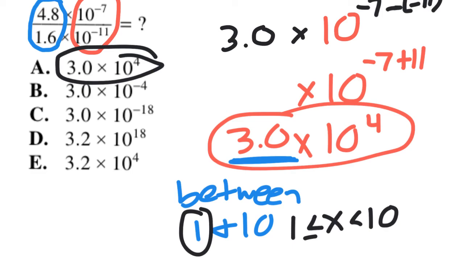That did not give me a problem this time because once I divided, I got 3. But say you divided and you got a number that was less than 1, then you would have to do a little manipulating of this number to get it to a different number in scientific notation.